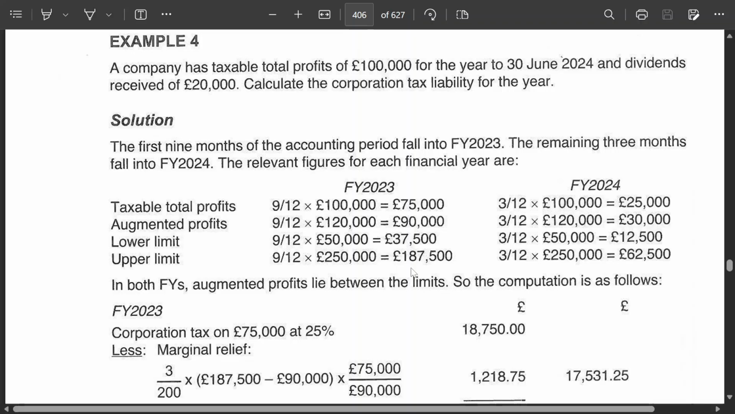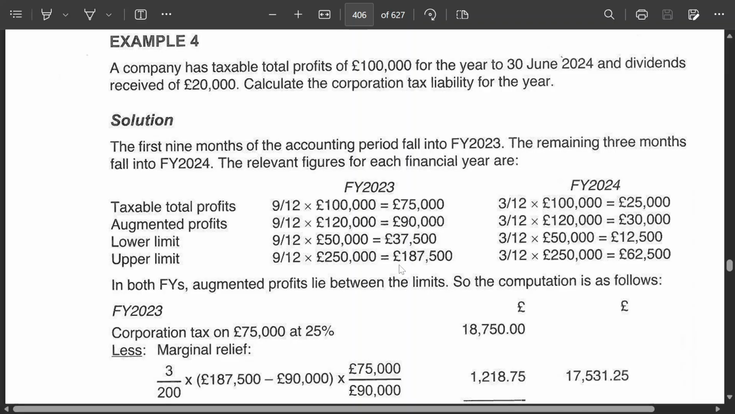So you're seeing the adjustment of the upper and lower limits, but you're also seeing the apportionment of the full year profit numbers into the neat little buckets of the official tax years. Okay, so this part is very important. You have to do that. So you do this now.